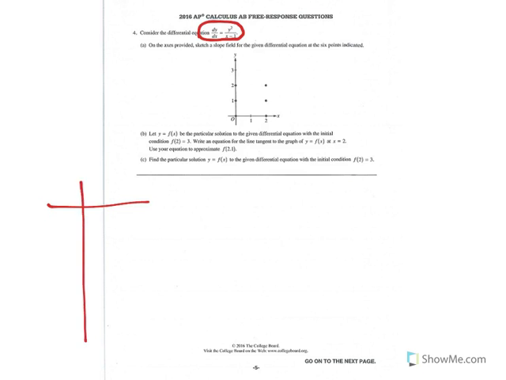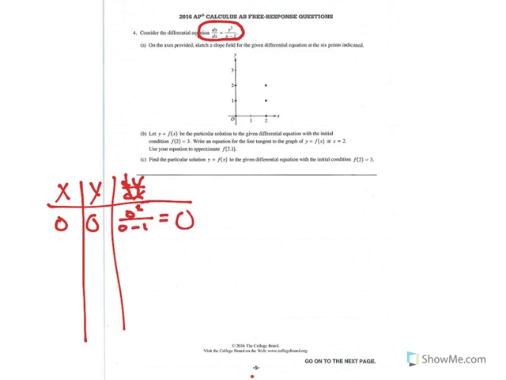So basically, it's an x and a y, and a dy dx. So pick the first point they gave me, which is 0, 0. I would fill it into the slope formula, which would be 0 squared over 0 minus 1, which is equal to 0. So the slope at that point here is going to be 0.